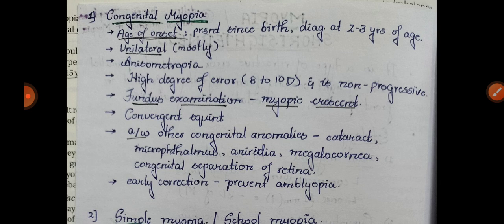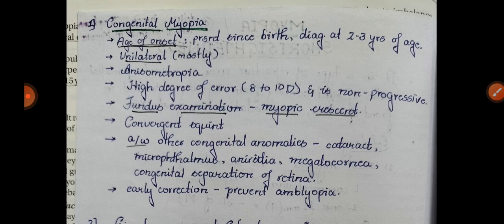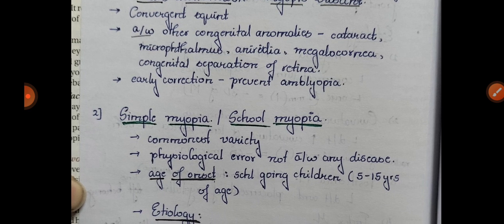There may be convergent squint, associated with congenital anomalies like cataract, microphthalmos, aniridia, that is absence of iris, megalocornea, increased corneal curvature, congenital suppression of the retina. Early correction prevents amblyopia. Okay, congenital myopia: onset is from birth, diagnosed at 2 to 3 years, unilateral. Anisometropia seen, and it is high degree of myopia. Fundus examination shows myopic crescent, convergent squint is seen, and other congenital anomalies like cataract, microphthalmos, aniridia, megalocornea, etc. Okay, early correction prevents amblyopia.